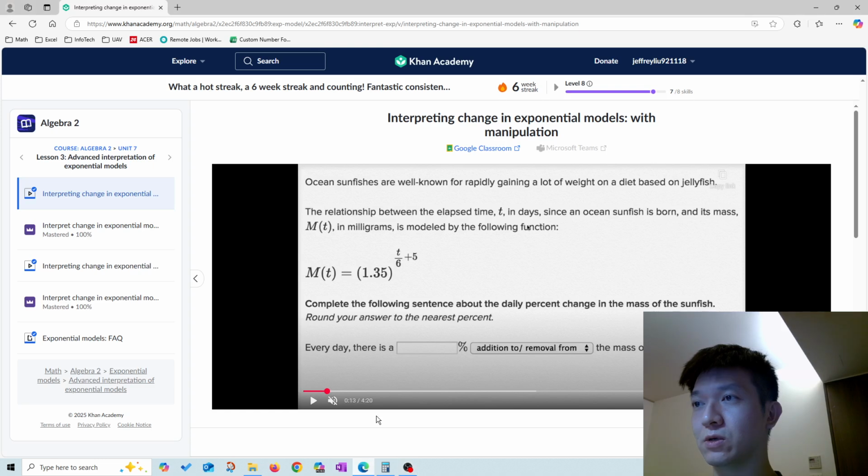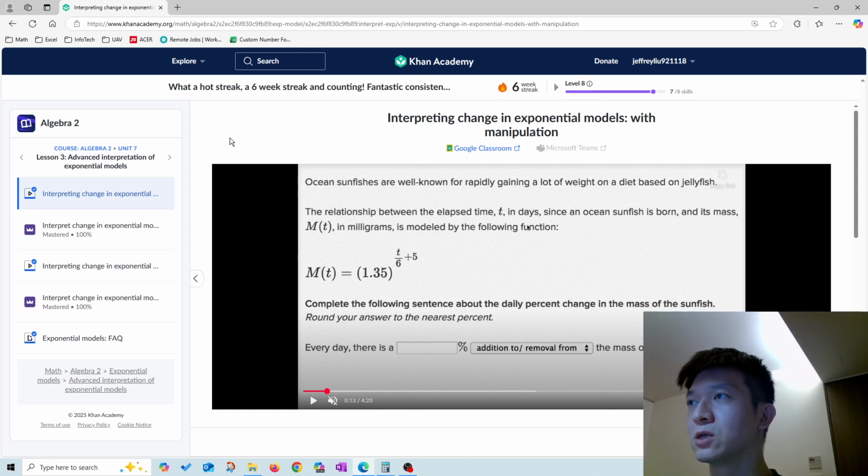So we're gonna do our Algebra 2 and we are on Unit 7. This will be the last section, Advanced Interpretation of Exponential Models. This is the last section of interpretation of exponential models. If you're not familiar with exponential numbers or expressions or graphing functions, that could be on the other episode, or you can contact me.